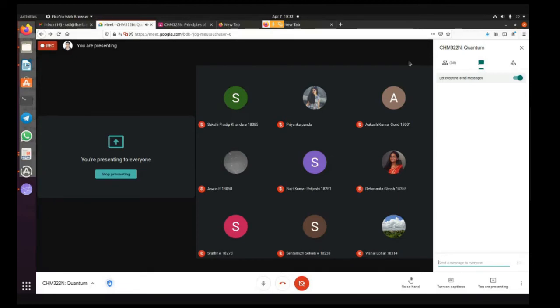So please let me know, what do you think? 0, since the potential outside would be infinity. Any other answer? Non-zero. Non-zero, why? Because potential is finite at a particular value of x.